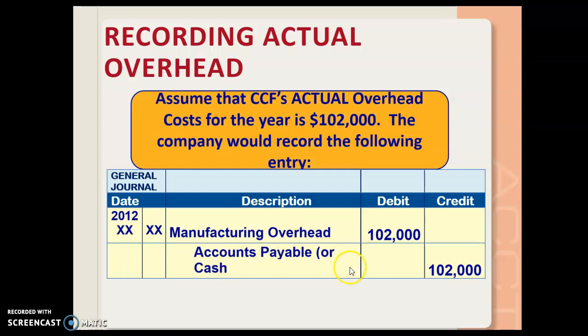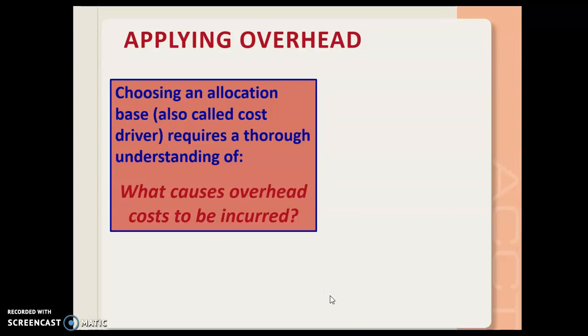But if it's utilities for the factory, we debit manufacturing overhead instead and credit accounts payable. Now, this is showing you one giant amount for the whole year, but really there'll be a zillion small things that we debit overhead and credit accounts payable or cash all during the year. But at the end, we're going to know how much we spent last year, and we're going to use those to estimate how much we're going to spend next year for our formula.